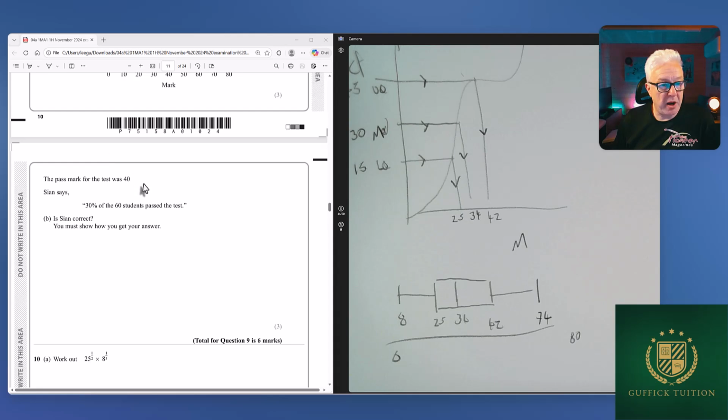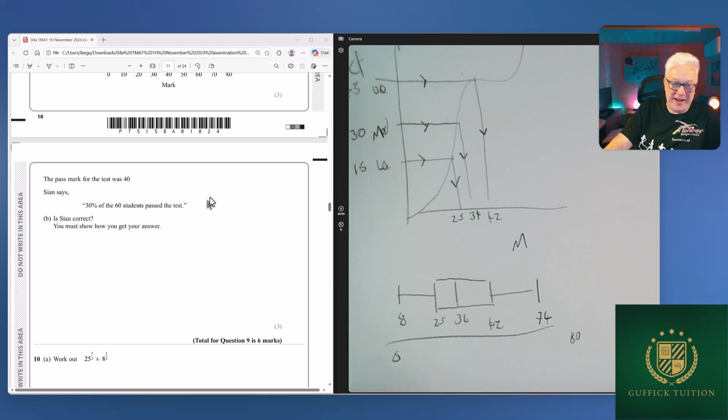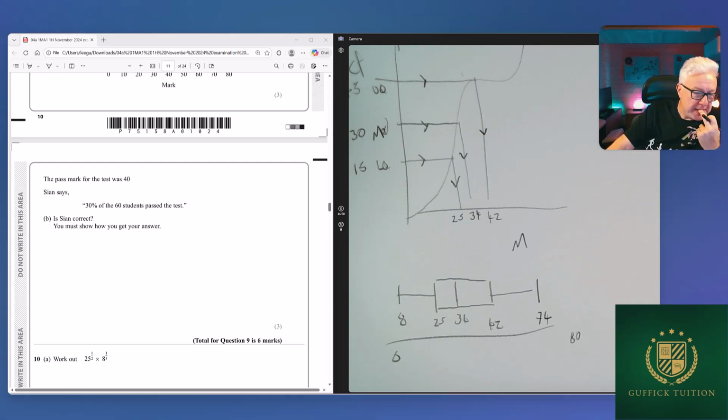Right, now the pass mark for the test was 40. Sean, oh, I'm not sure how you pronounce that one. Anyway, I'm going to say Cyan. People will tell me in the comments how you're meant to pronounce that one, I'm sure. Cyan says 30% of the students pass the test. Is Cyan correct? You must show how you get your answer, and it's worth 3 marks.